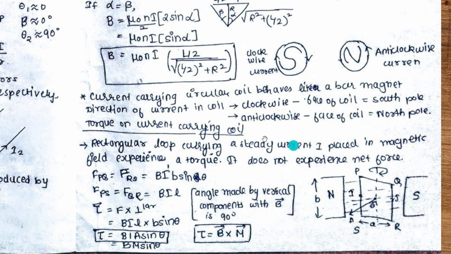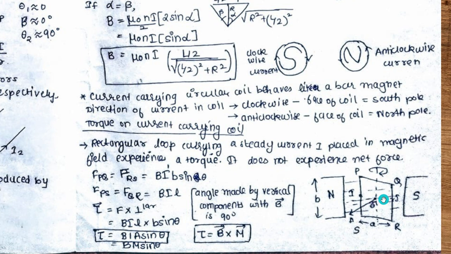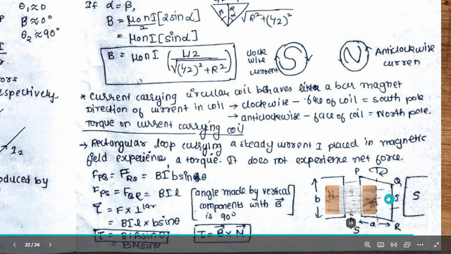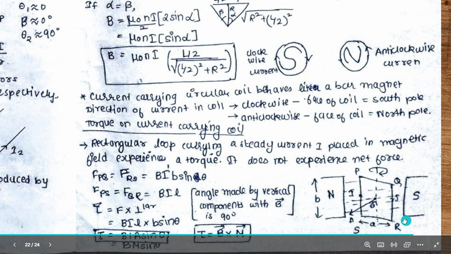Now, coming to torque acting on a current carrying coil. A rectangular loop carrying a steady current I, as you can see, is placed in a magnetic field and it experiences a torque. So, it does not experience a net force. Why? Because the forces cancel each other, being of opposite directions. So, F_PQ is equal to F_RS. Now, first of all, this is PQ, this is RS. The force acting on PQ is equal to the force acting on RS, which is BIL sin θ. Now, the force acting on PS is equal to the force acting on QR.